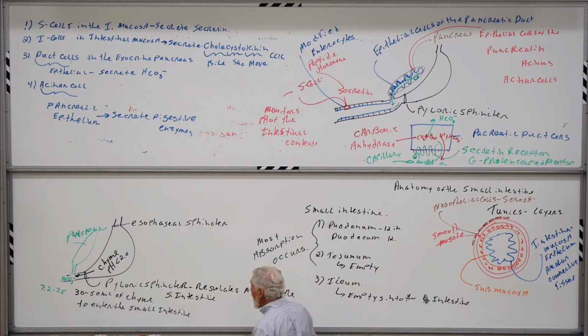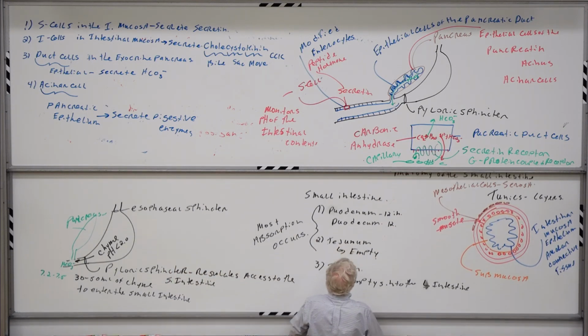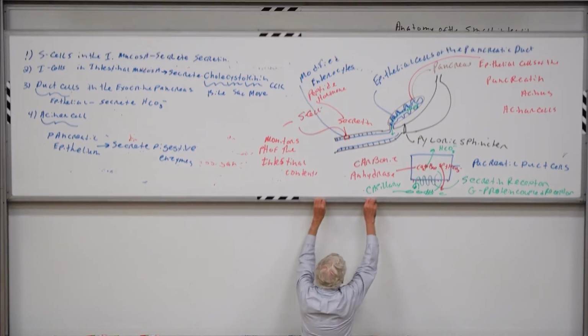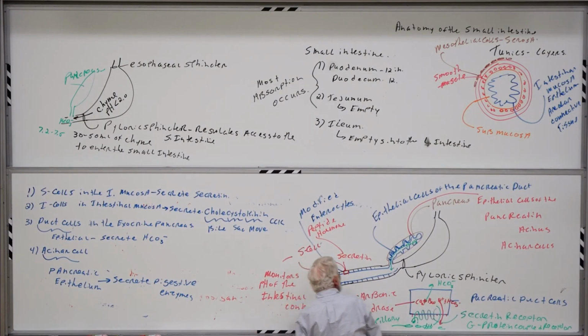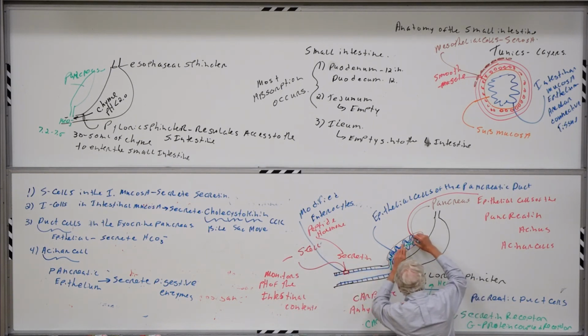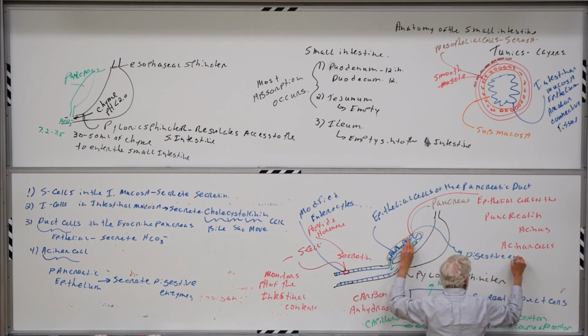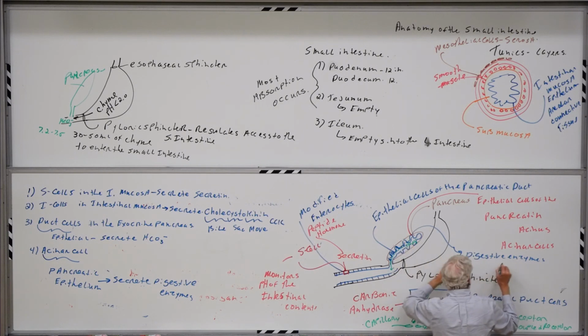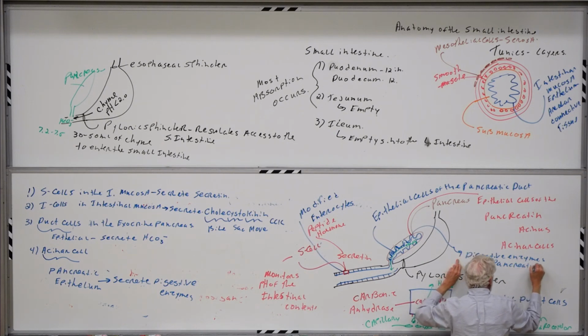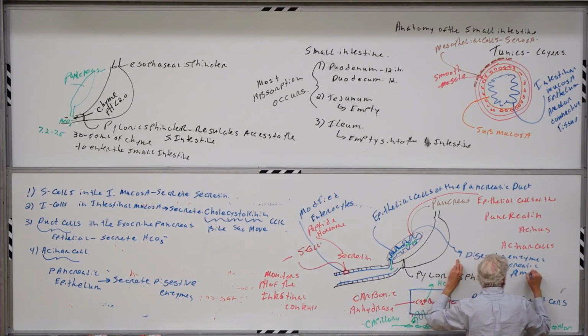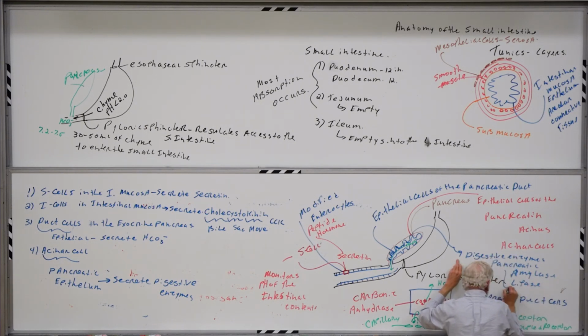So the next thing I want to do before you guys leave is that the other character being released from these cells here will be digestive enzymes. So the acinar cells are going to be releasing pancreatic amylase and pancreatic lipase and trypsinogen and chymotrypsinogen.